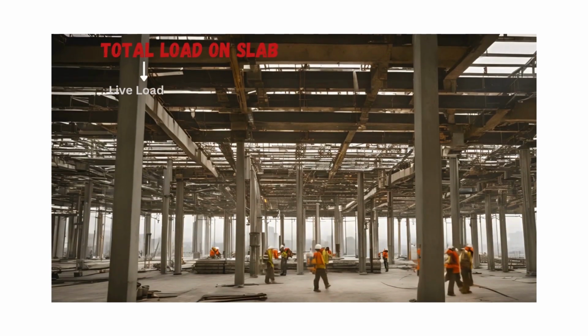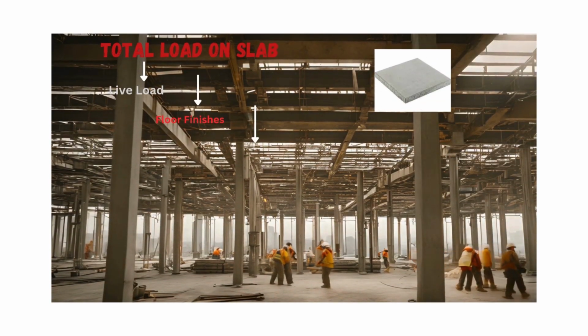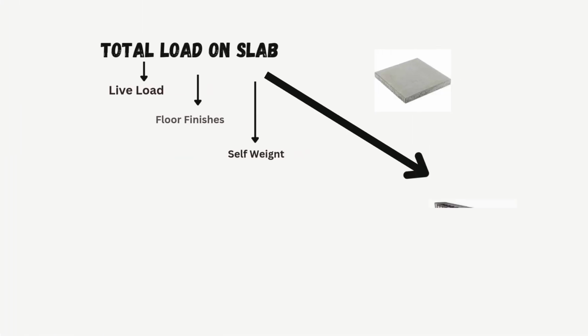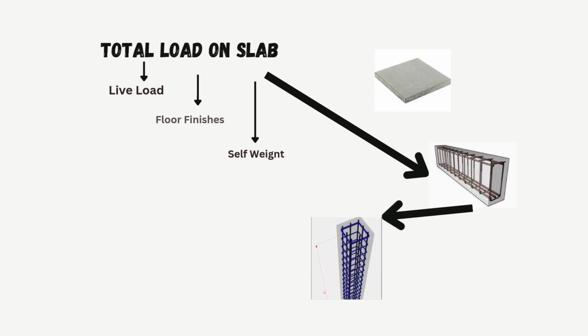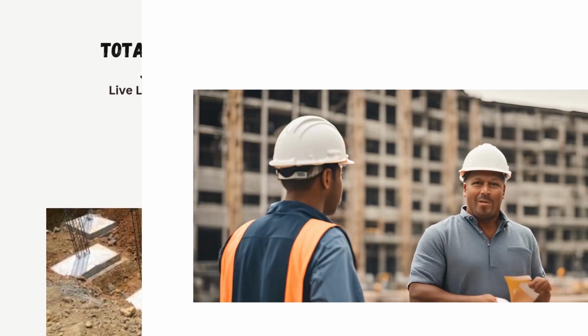For any framed structure, the total load on the slab is given by live load, floor finishes, and the self-weight of the slab. This load is transferred to the beams which provide support to the slab, and from the beams, the load is transferred to the supporting columns. The load from the column is then transferred to the footing. Finally, the load is transferred to the soil, on which the whole structure is built.